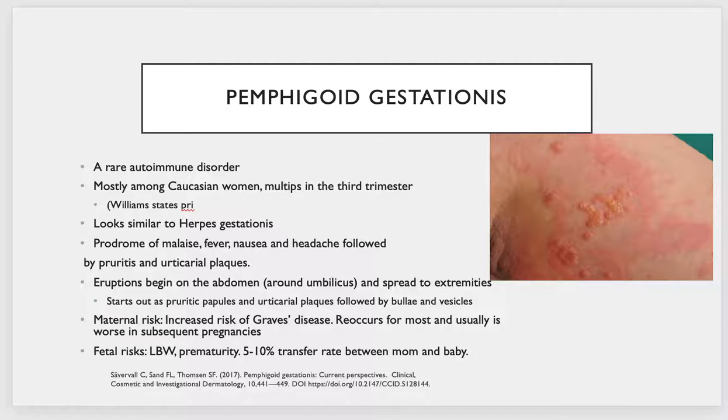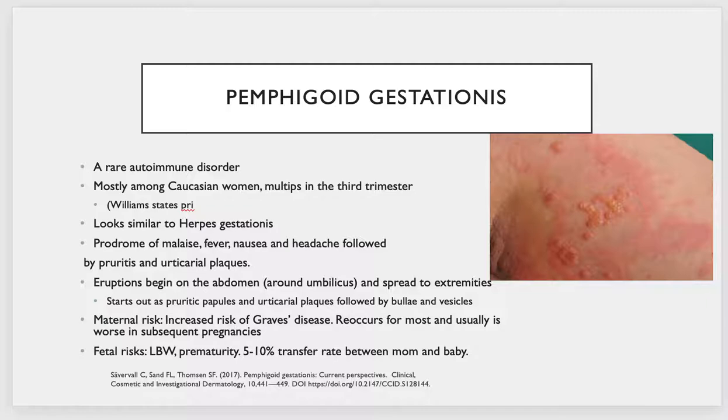So then, pemphigoid gestationalis. This is something that is so rare that in my entire career I've never seen it once. So rest assured that this is not something that you'll probably deal with a lot. It is a very, very rare autoimmune disorder. It used to be called herpes gestationalis because it looks so much like chickenpox or a herpes zoster.